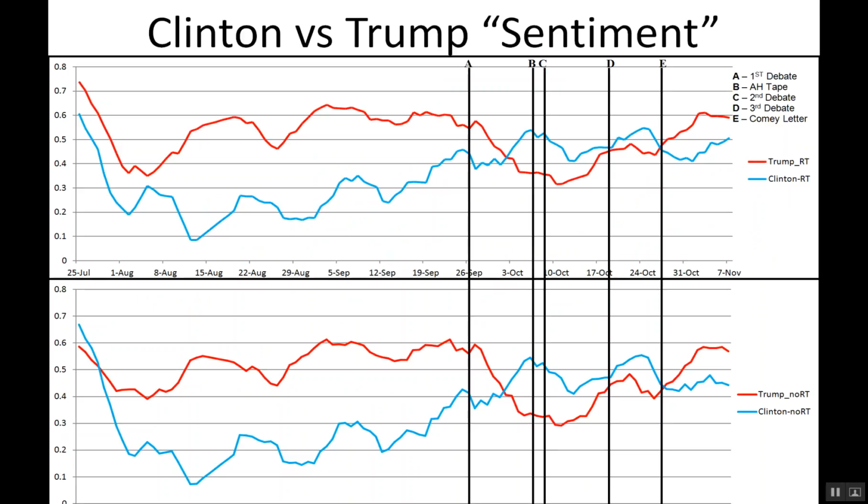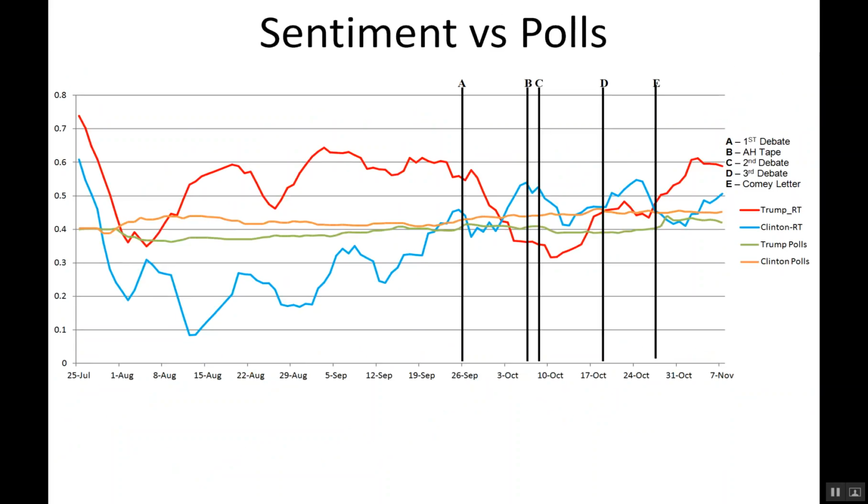Like I talked about before, Trump, on average, was ahead of Clinton sentiment-wise. Clinton was only ahead between the first debate and the Comey letter. The Comey letter marks Trump retaking the sentiment across both the retweets and no retweets data. So here's the sentiment compared to the polls using data with retweets. This is congested even without the no retweets sentiment. However, it's pretty interesting.